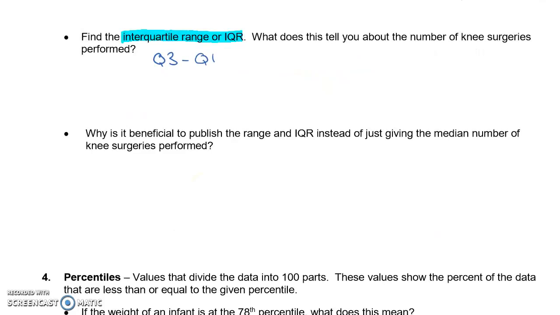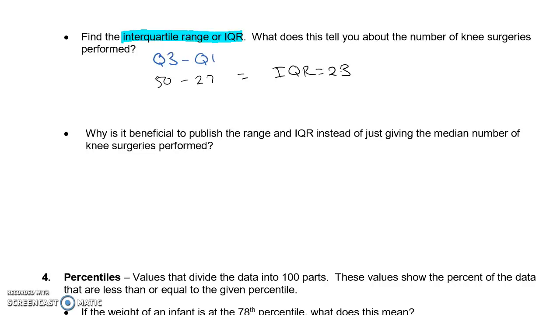The next question asks to find the interquartile range, or the IQR for short. To find the interquartile range, you take Q3 minus Q1. So in this case, Q3 was 50 and Q1 was 27. I'm going to take 50 minus 27 and find that the IQR is 23.